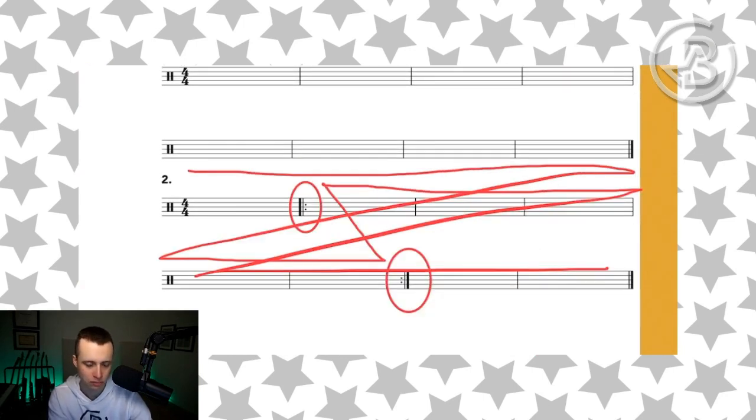In this example right here, you can see that in the clapping tying example, it was here and it's just moved here. So you can put repeat signs wherever you want in your music for your compositions.